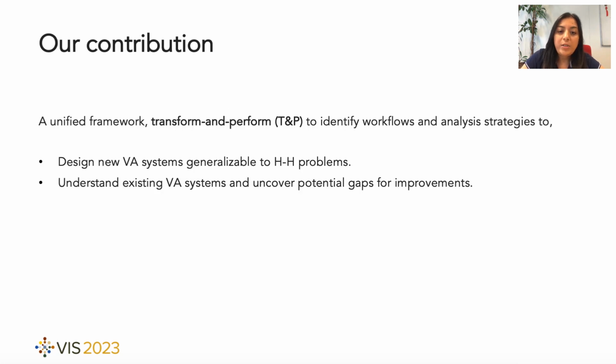Well, low-dimensional classification tasks lack certain challenges present in these HH problems, resulting in existing VA systems having limited control for analyzing models beyond classification. Our goal is hence to unify these applications through our Transform and Perform framework, or TNP, enabling the design of VA systems for deep learning model analysis with general applicability to HH problems. TNP offers guidelines for designing workflows and analysis strategies in new VA systems, as well as describing and potentially enhancing existing VA tools.